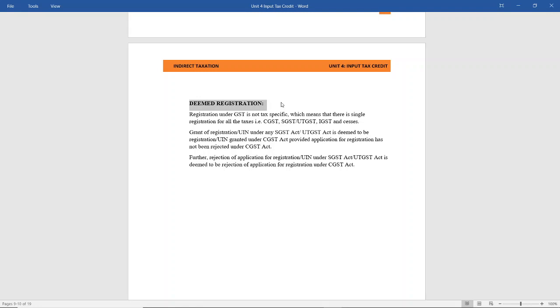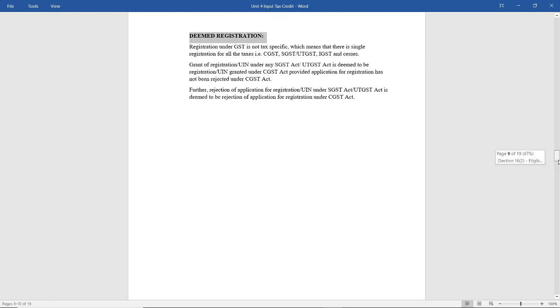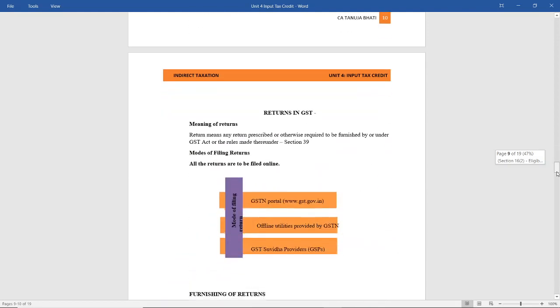So remember that the grant of registration under any SGST Act will be deemed to be a registration under the CGST Act, provided that the application for registration is not rejected by the proper officer. So if you are taking the registration under any CGST or SGST Act, it will be deemed that you have taken registration under the CGST Act, because registration is not tax specific.